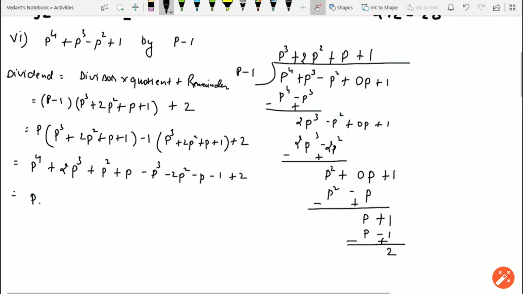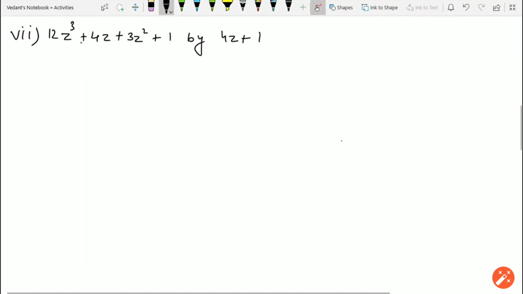We will arrange like terms and we will solve it. So it will be p to the power 4. Here 2p cube minus p cube, these are like terms, so it will be plus p cube. Plus p square minus 2p square minus p square, plus p minus p, it will cancel. And minus 1 plus 2, it will be plus 1. So we got the dividend. That means LHS in formula. So it checked.